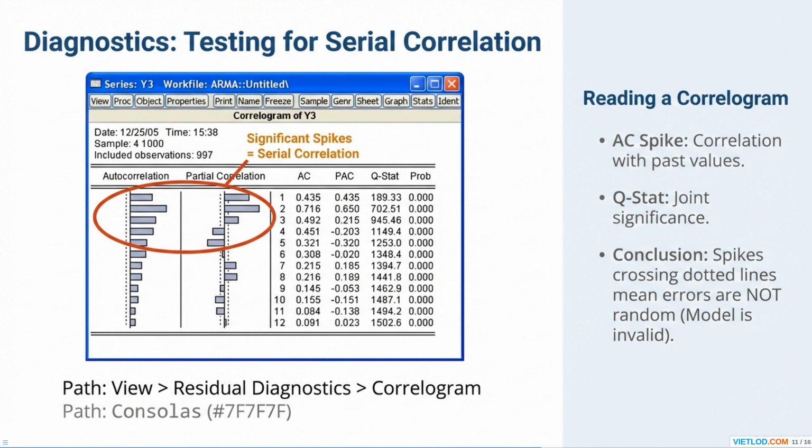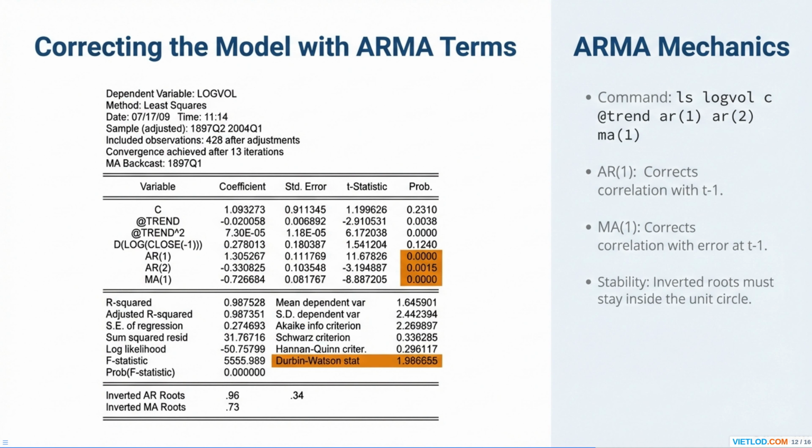When we observe these significant spikes, it's a clear signal that the error terms are not random. This directly violates a core assumption of the classical linear regression model, implying that our current model is likely misspecified and its inferences are invalid. In EViews, you can access this diagnostic by navigating to View, then Residual Diagnostics, and finally Correlogram.